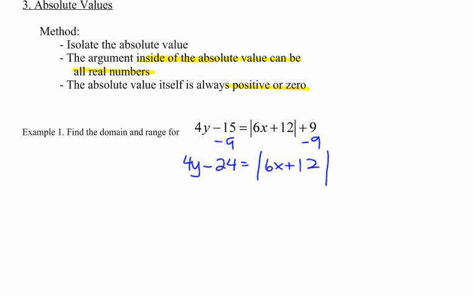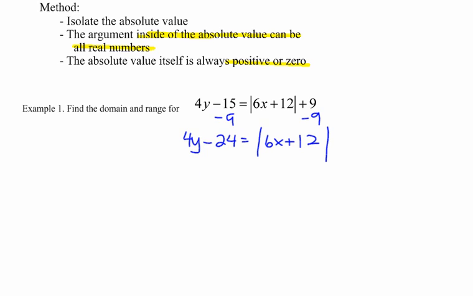Okay. So can anything go in for x? Yes. So therefore, what can we say? Anything can go inside. So x is the reals. So we'd say for the domain, negative infinity to infinity. However, the absolute value is going to make what happened to this number?